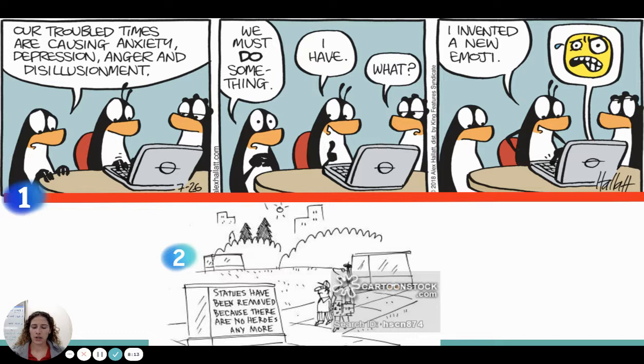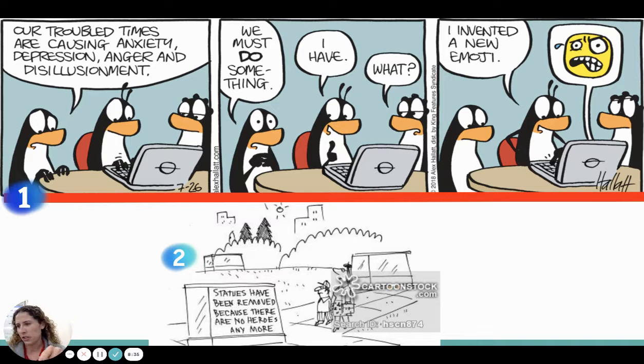Okay, and I just want to show you a couple of examples with comics. So this first comic on the top: "Our troubled times are causing anxiety, depression, anger, and disillusionment. Remember, that was one of our words. We must do something." "I have." "What?" "I invented a new emoji." So this emoji represents the feelings of this time period, this disillusionment.